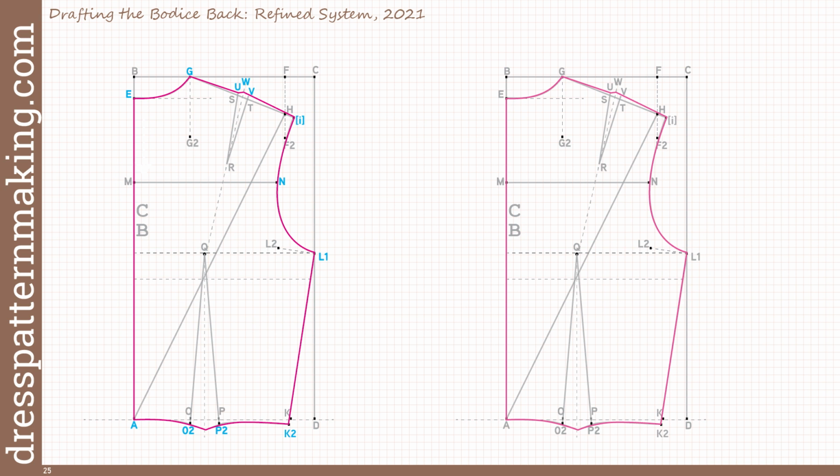On the left is the final shape of the moulage because it still doesn't have any ease, and the shape is from point A at the waist up to point E, centre back neck point, around the neck curve to point G at the shoulder, then to point I, through points U and V on the shoulder to point I, the armhole curve down to L1, down to the waist K2, and then the waist curve back to A.